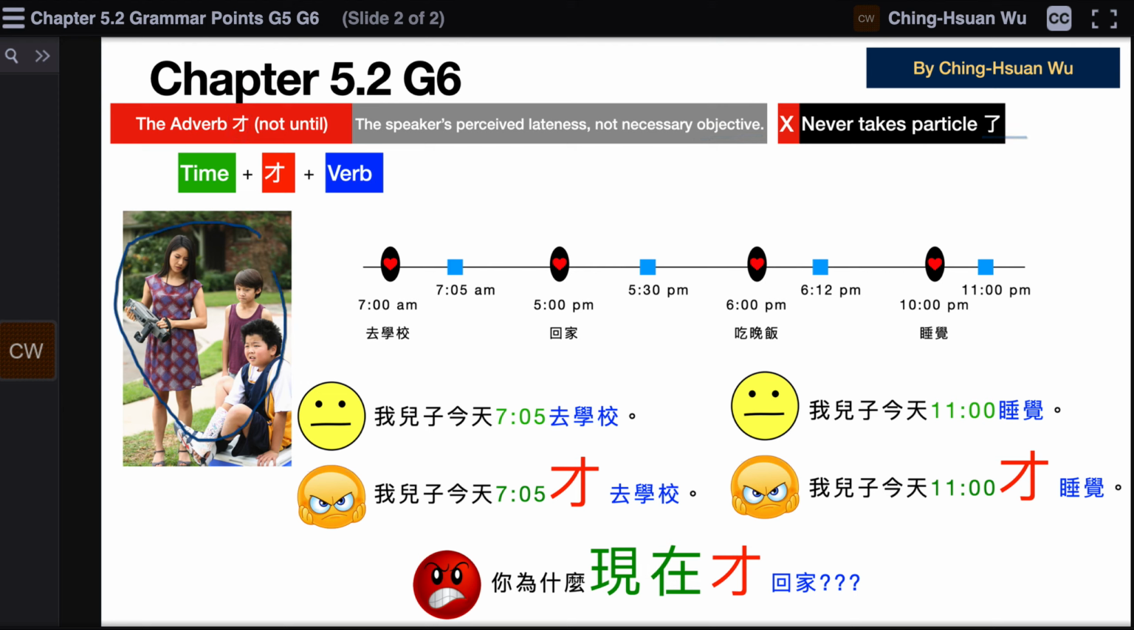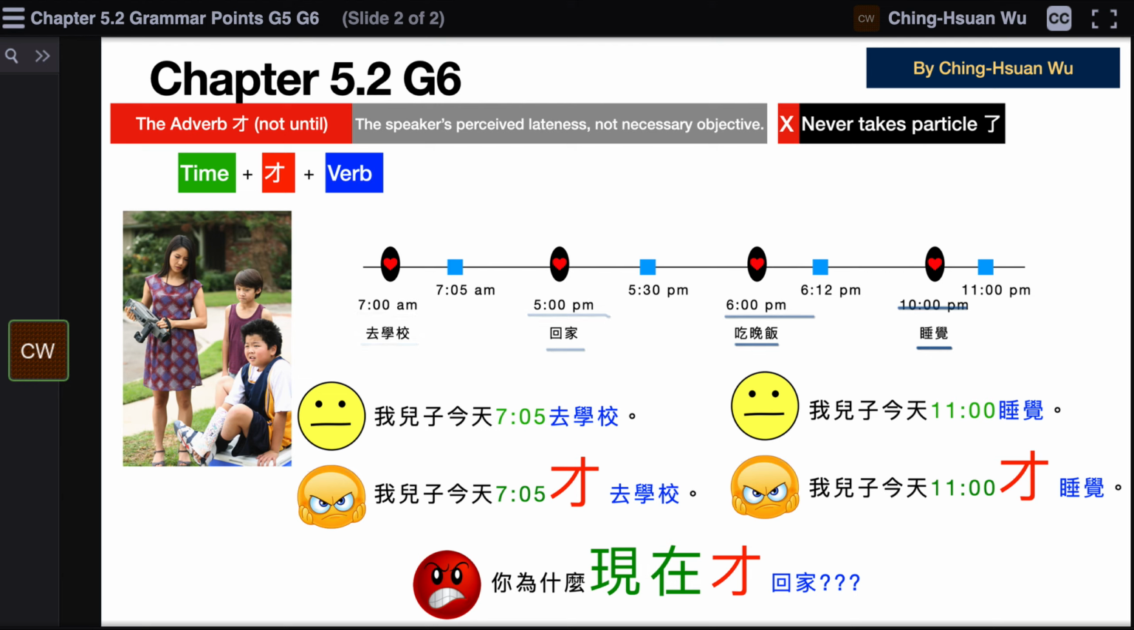This is a family. She is a Taiwanese mom. She has a very strict schedule for her children. For example, she expects at 7 o'clock, the children will go to school. 5 o'clock, they will come home. 6 o'clock, the family will have dinner. And 10 o'clock, the kids have to go to bed.